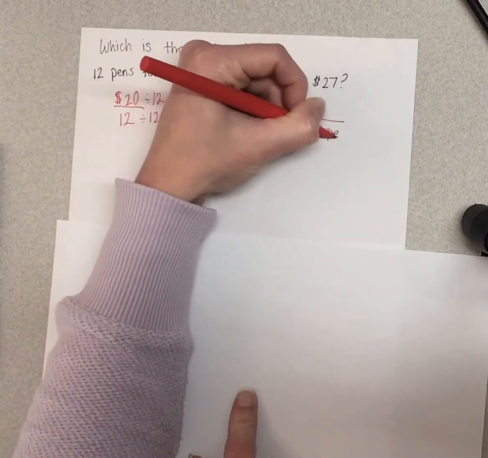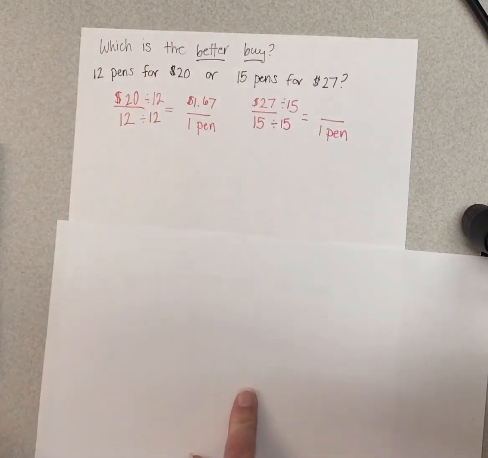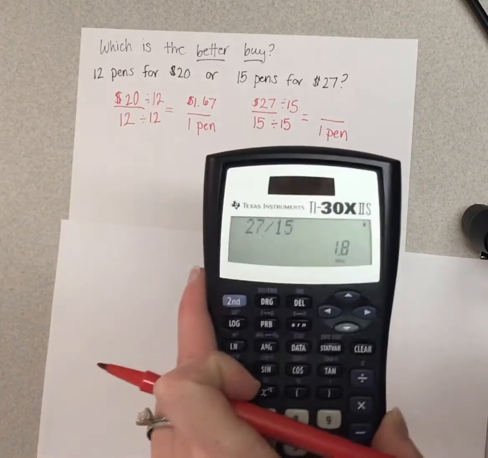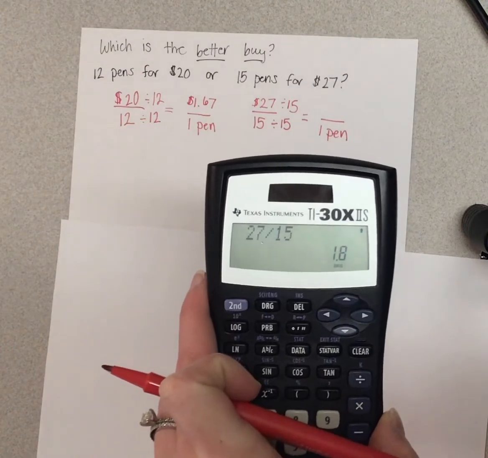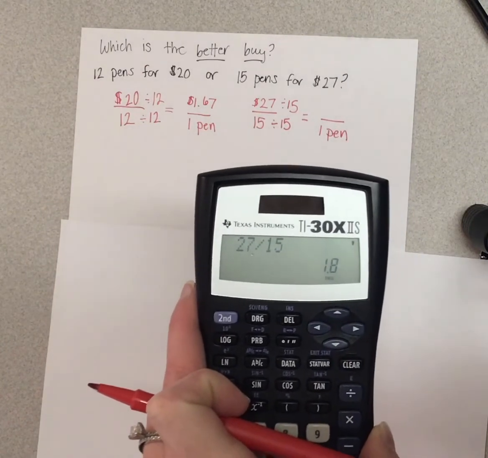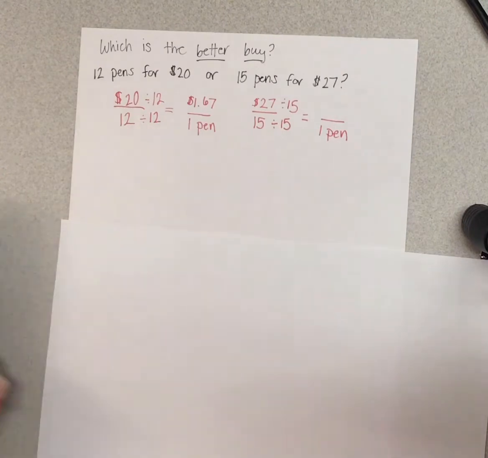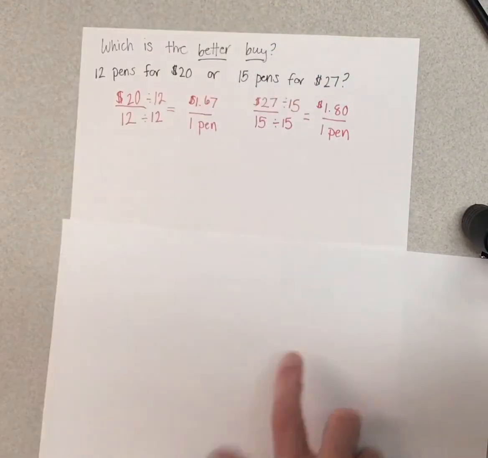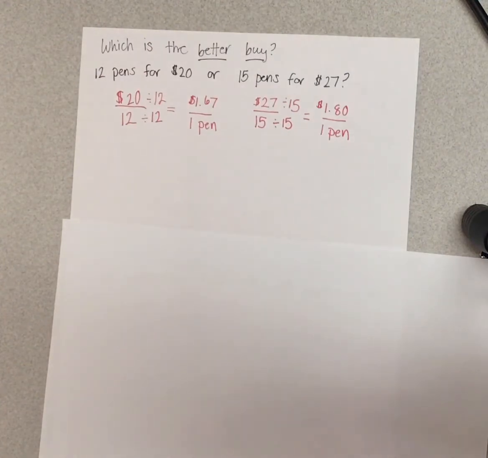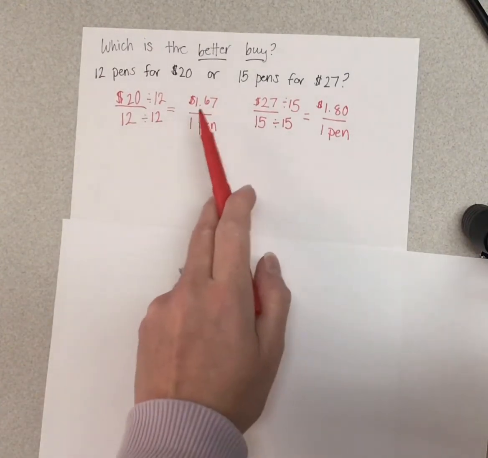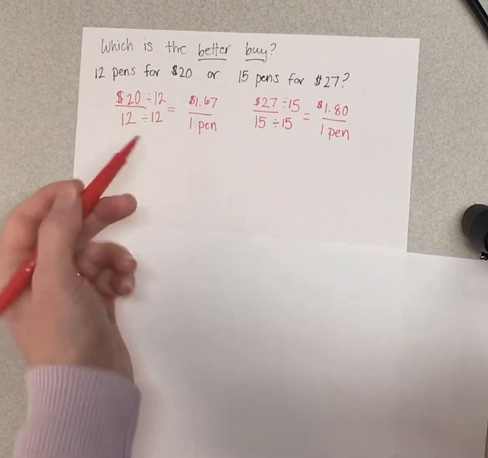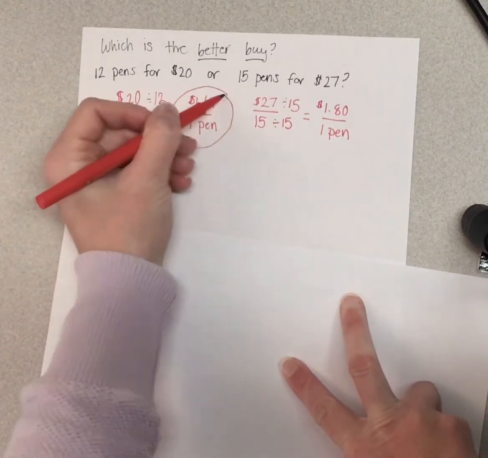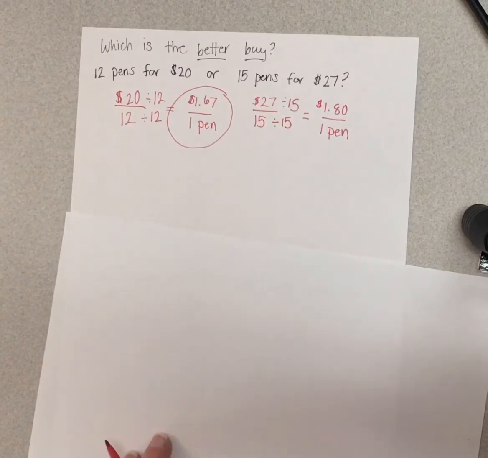I know 15 divided by 15 gives me 1 pen. I'm going to turn to my calculator for 27 divided by 15, and it turned out to a pretty nice decimal, 1.8. In the money world, I could just add a 0 after that 8 so that it's $1.80. So which set is cheaper? Well, the set that sells pens for about $1.67 would be a lot cheaper per pen. So my 12 pens for $20 is my better buy.